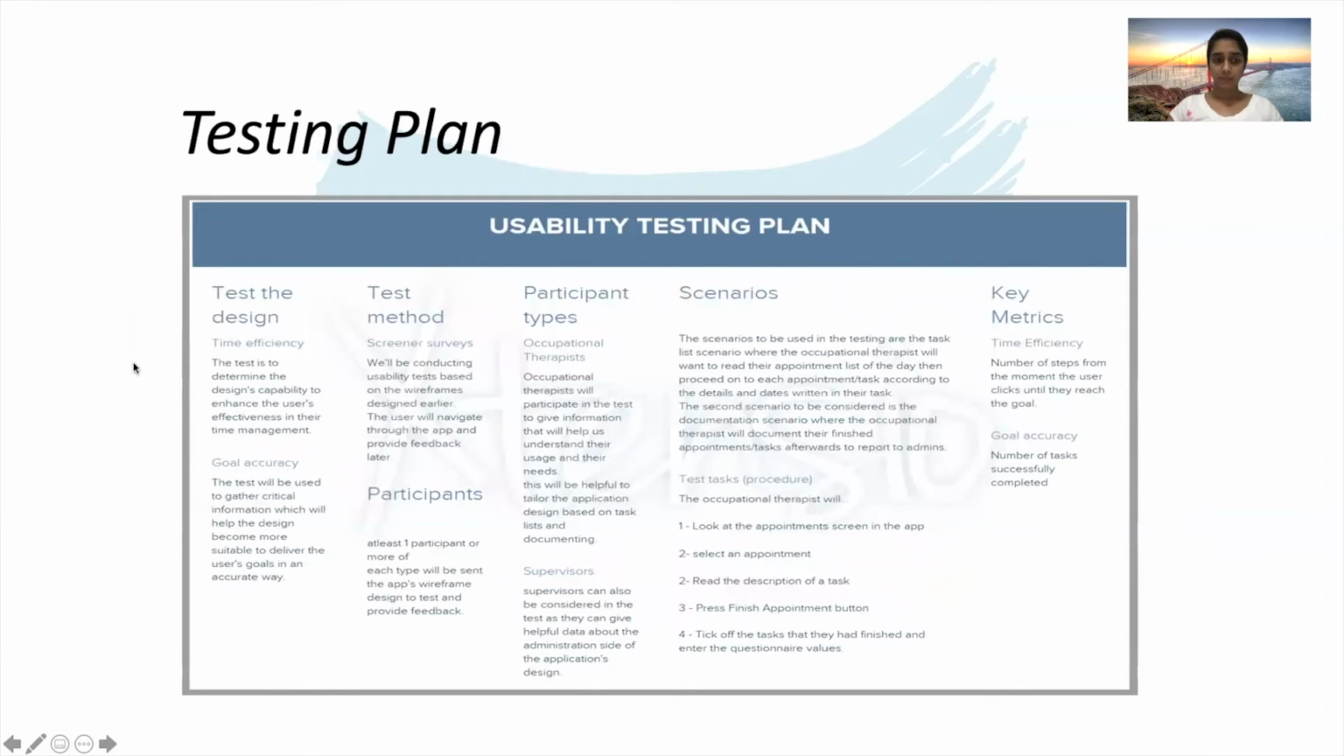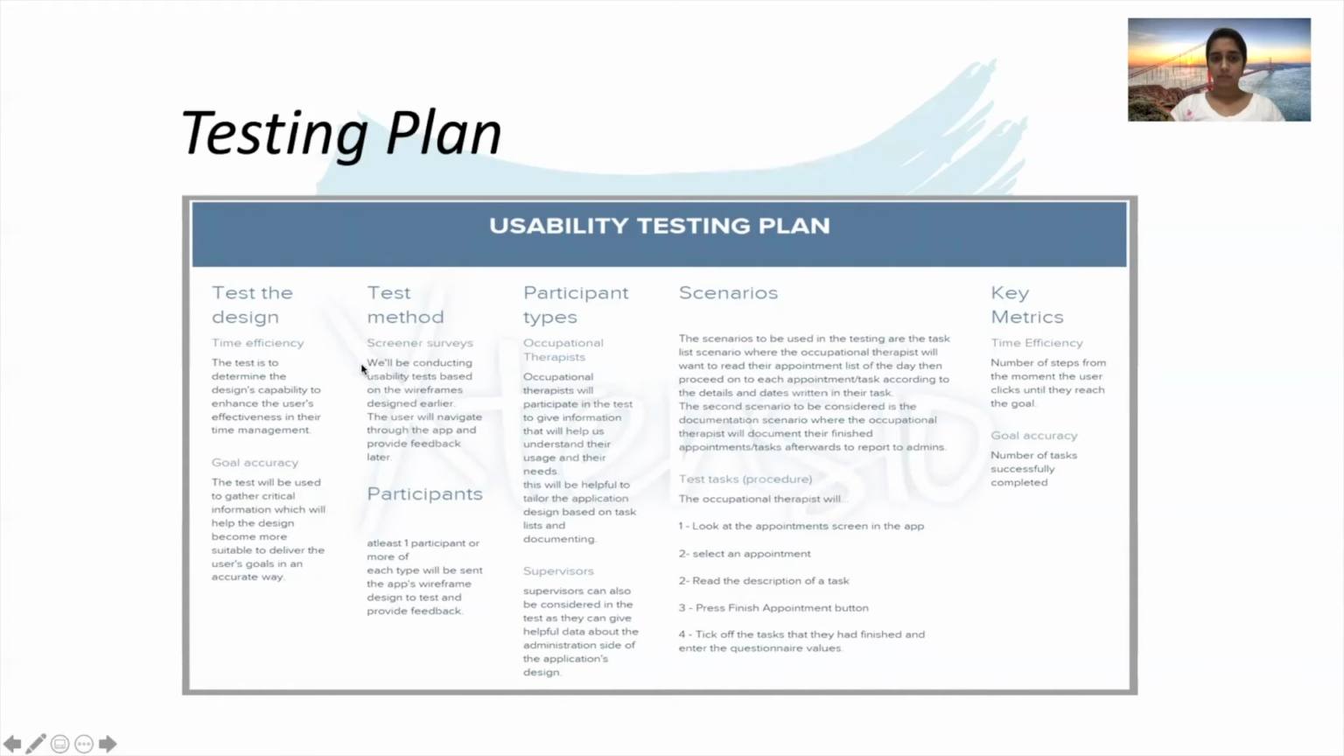First was time efficiency. We had to make sure whether the application that we are going to make is going to save users time or not. The goal accuracy, which is also one of our main targets, because if the application is not useful to achieve the goal at the end of the day, then it's not useful.